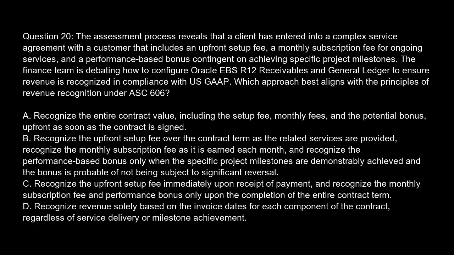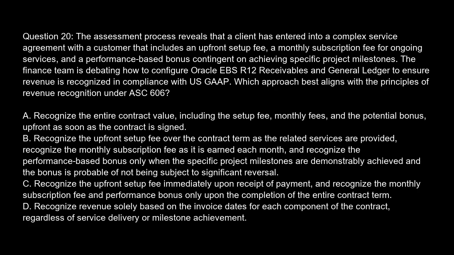Option A. Recognize the entire contract value, including the setup fee, monthly fees, and the potential bonus, upfront as soon as the contract is signed. Option B. Recognize the upfront setup fee over the contract term as the related services are provided. Recognize the monthly subscription fee as it is earned each month. And recognize the performance-based bonus only when the specific project milestones are demonstrably achieved, and the bonus is probable of not being subject to significant reversal.